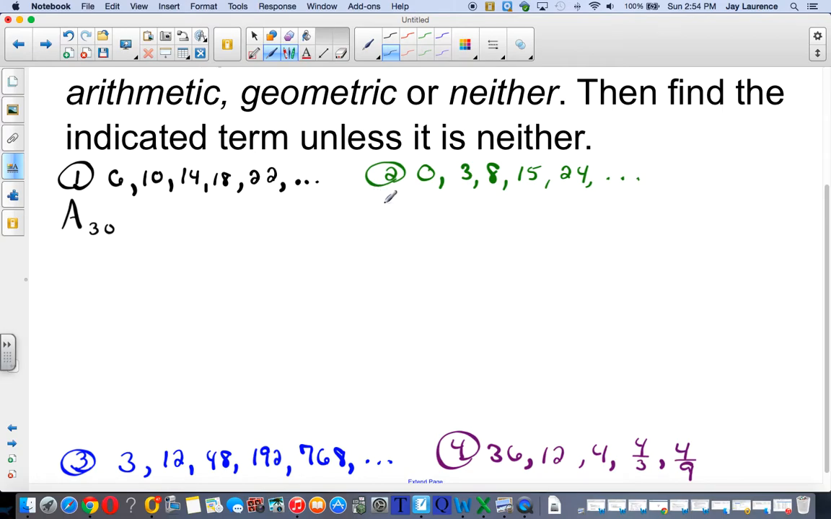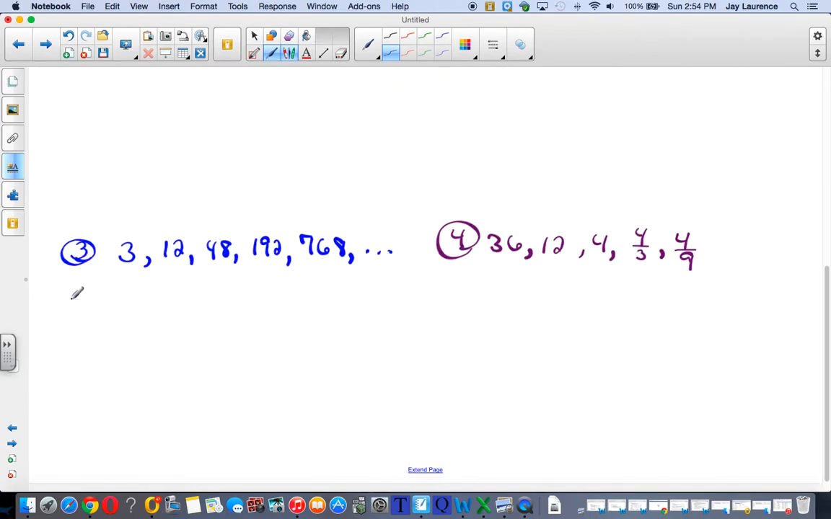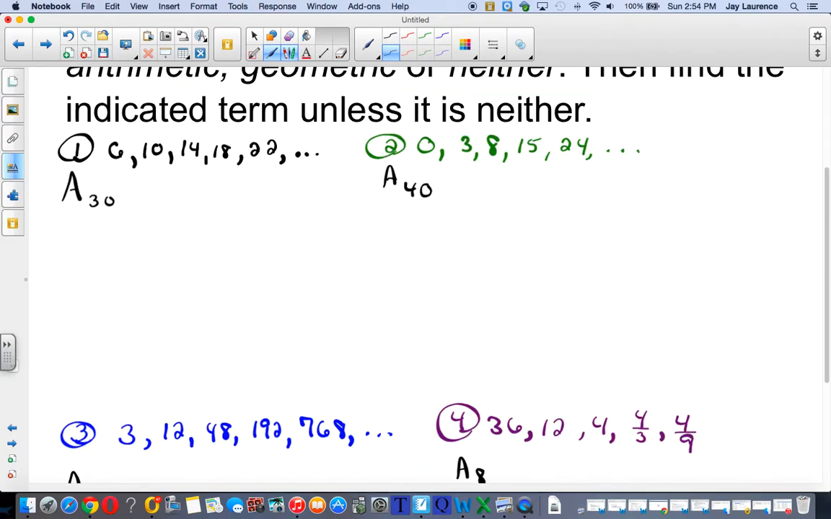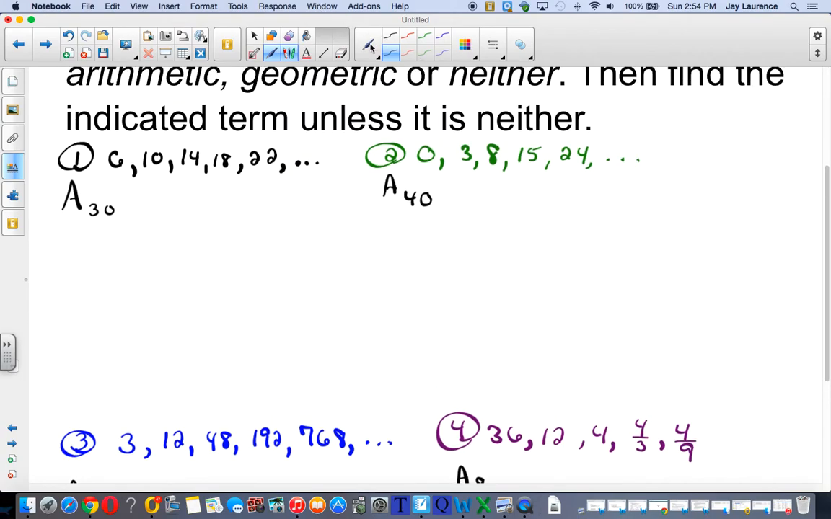On 2, I want you to find a sub 40. On 3, I'm going to have you find a sub 10. And then on 4, I'm going to have you find a sub 8. Okay, so go ahead and try number 1. I'm going to do my solution, but don't watch my solution until you've tried it on your own.